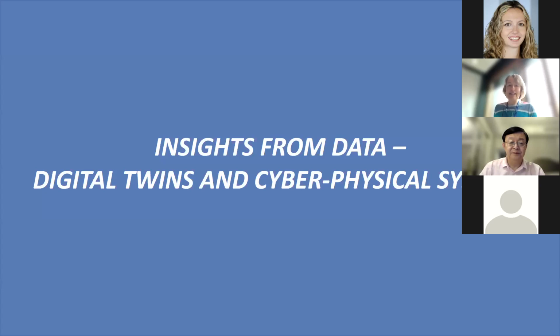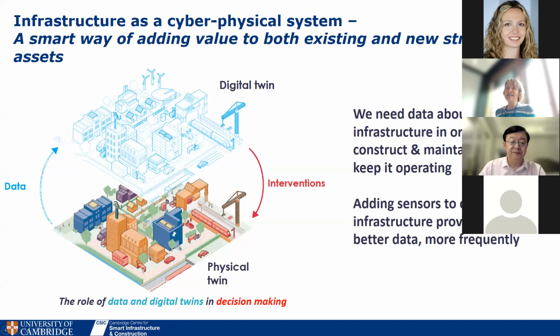So in order to keep it going indefinitely, we need insights, and insights from data, increasingly from digital twins and cyber physical systems. So I'm going to talk a little bit about that now. So essentially, cyber physical systems or digital twins are a smart way of adding value to both our existing and our new strategic assets. And what we mean by a digital twin is essentially you have some kind of virtual representation of the physical thing. It doesn't have to be a 3D model as shown here, but you have a virtual representation of it, which draws on data that is coming from the real physical twin.